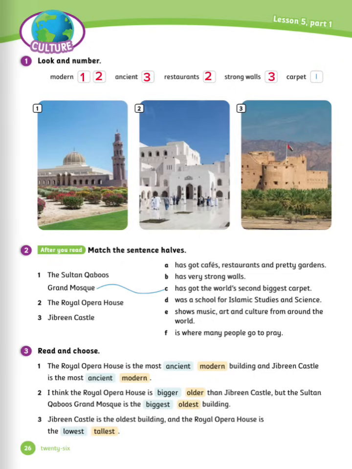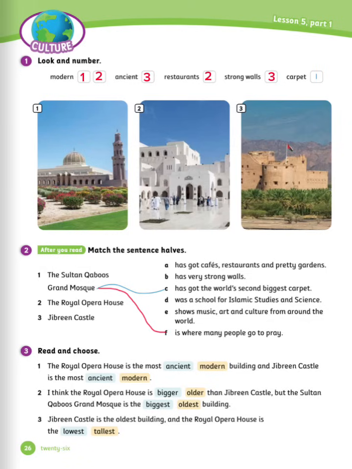Exercise number 2. Match the sentence halves. Let's see the answers. Number 1 matches C and F. The Sultan Qaboos Grand Mosque has got the world's second biggest carpet. The Sultan Qaboos Grand Mosque is where many people go to pray.